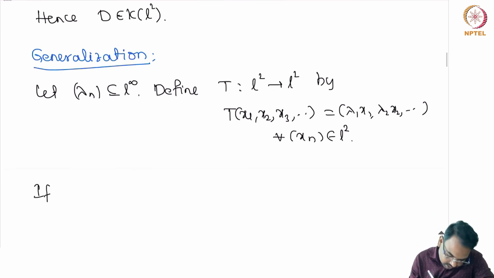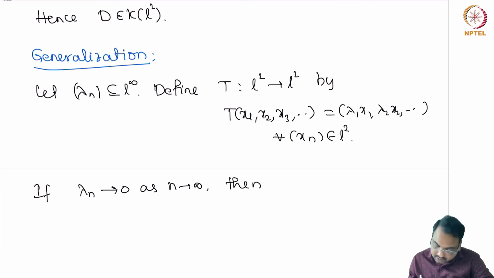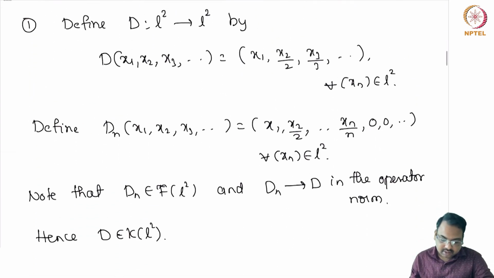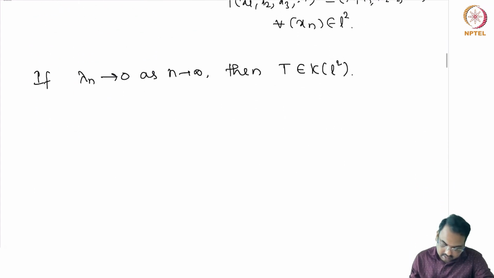So if lambda n converges to 0 as n tends to infinity, then using the earlier approximation method, we can conclude that T is compact. In fact, the other way is also true. If T is compact, then we can show that lambda n goes to 0 as n goes to infinity. That result we will prove at a later stage. Okay, so this is one example of an operator which is compact but not finite rank. Let us look at a few more examples.